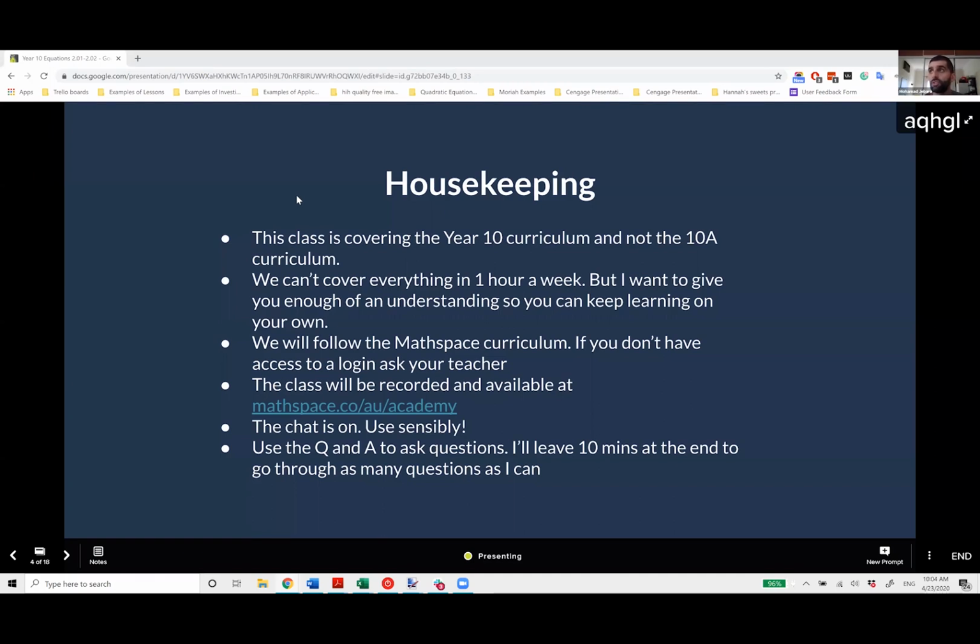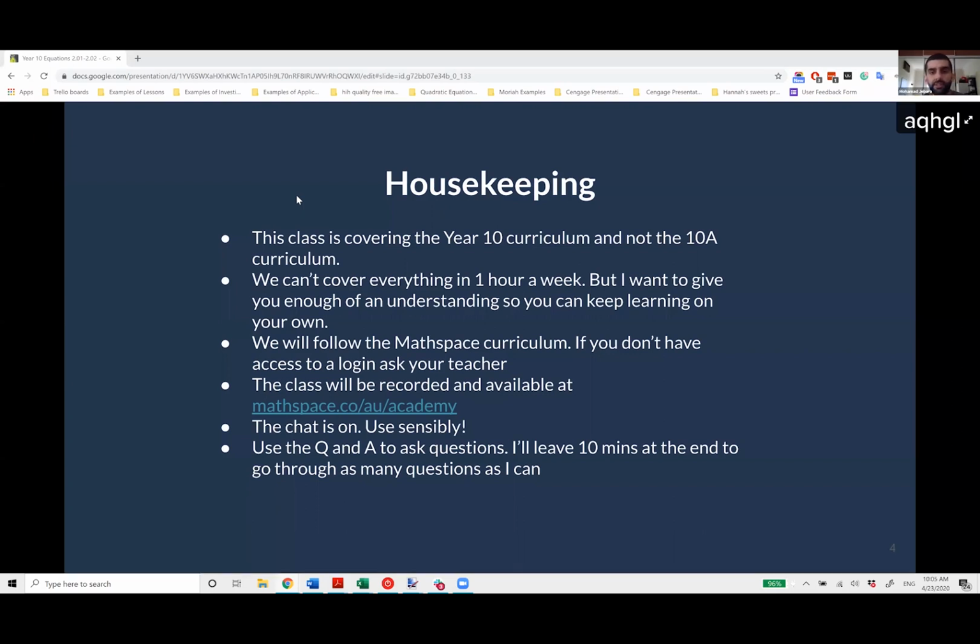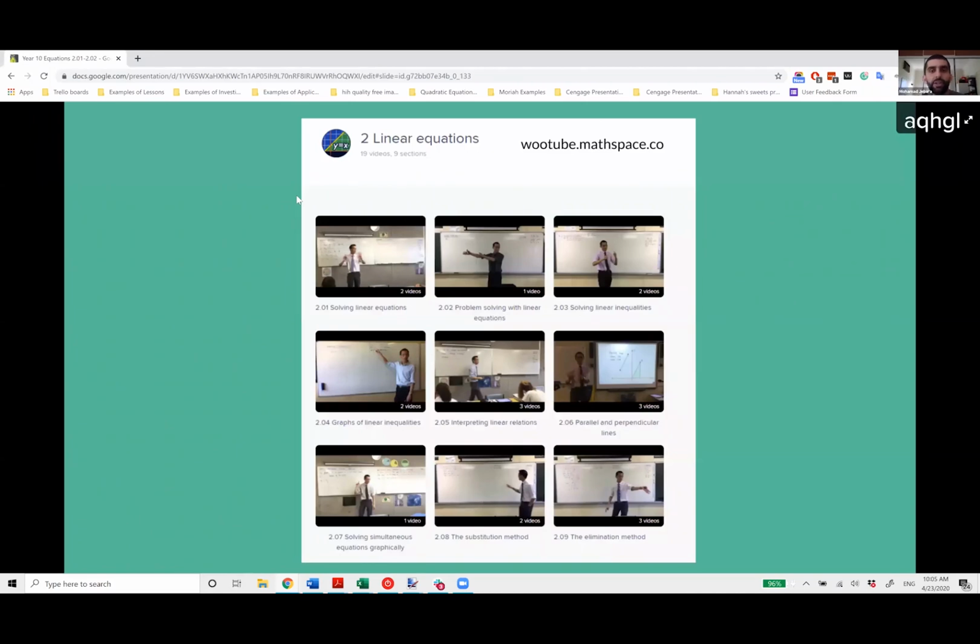The other thing I'll mention is that we're going to go through this in a fair bit of detail, so hopefully we'll do a lot of the learning inside these lessons. But if you ever need more walking through exactly how to solve equations, jump onto wootube.mathspace.co and you'll get Eddie Woo's videos mapped to the Mathspace subtopics. All right, here we go.